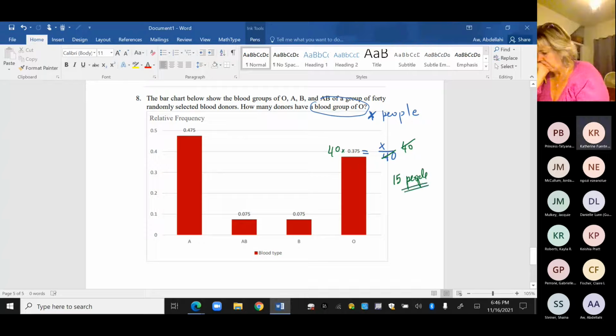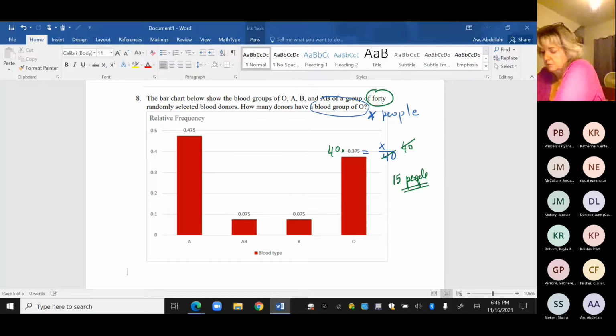Where do we get the 40 from? It's right here. 40 randomly selected blood donors, right? If you don't have that number, you cannot answer this question. Basically, the data will be missing. If you don't see the 40, it means the problem doesn't have enough data, so we won't be able to answer.